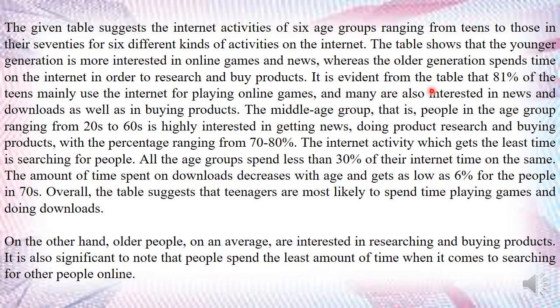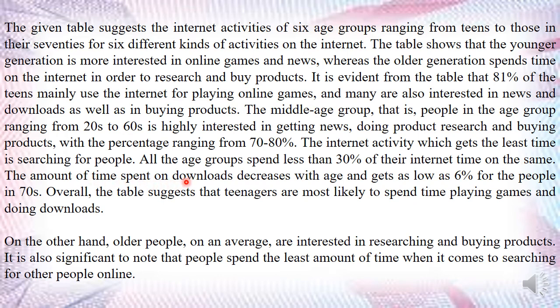It is evident from the table that 81% of the teens mainly use the internet for playing online games, and many are also interested in news and downloads as well as in buying products. The middle age group, that is, people in the age group ranging from 20s to 60s, is highly interested in getting news, doing product research, and buying products. With the percentage ranging from 70 to 80%, the internet activity which gets the least time is searching for people. All the age groups spend less than 30% of their internet time on the same.